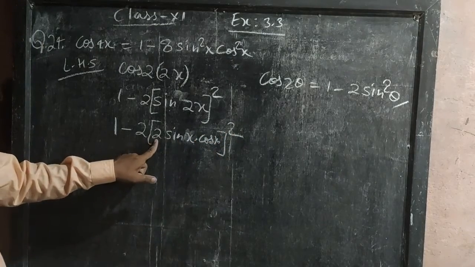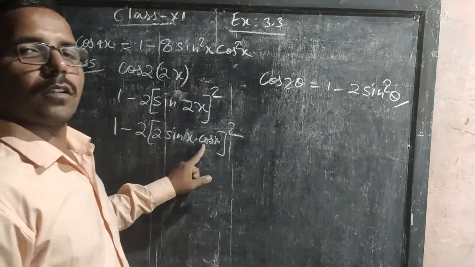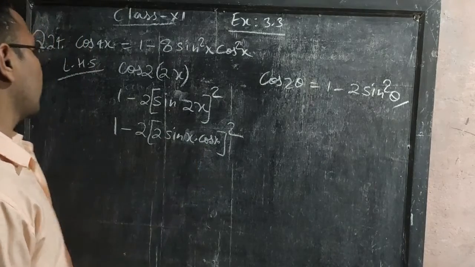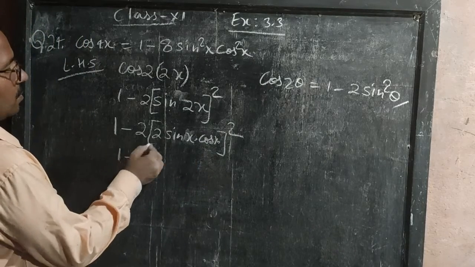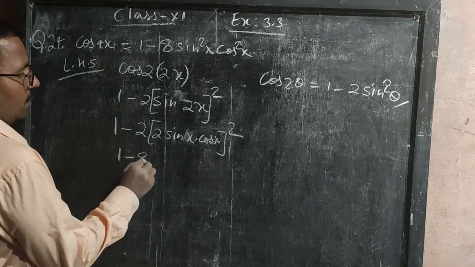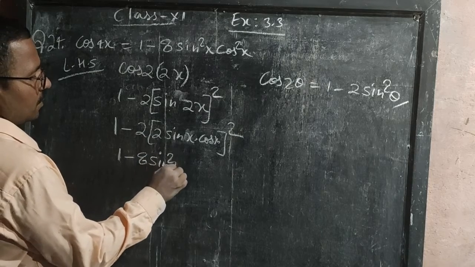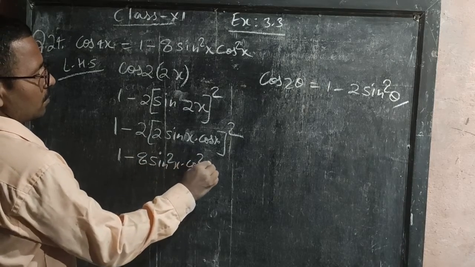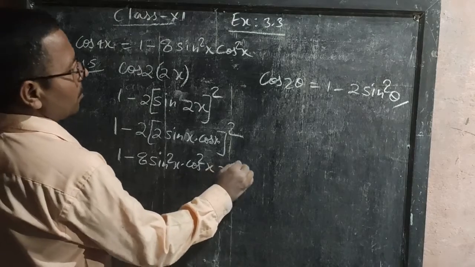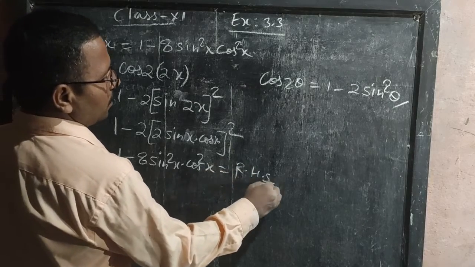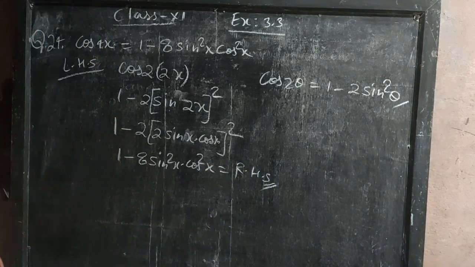So now make the square of this one. How much will you get here? 4 sin square x into cos square x. So how much will you get here? That is 1 minus 8 sin square x into cos square x. We have got here the RHS side. So very simple this one also, students.